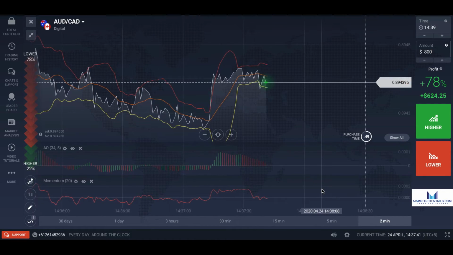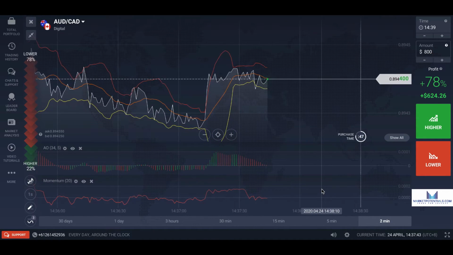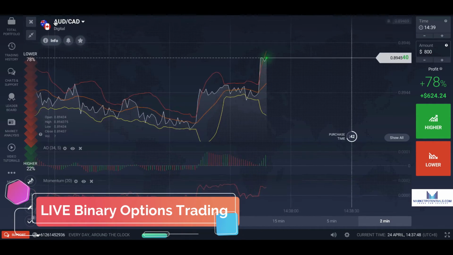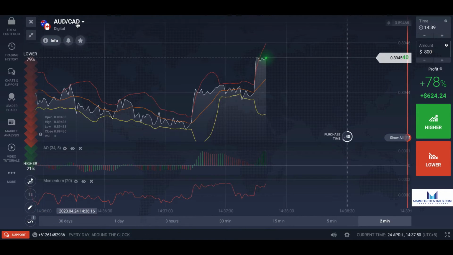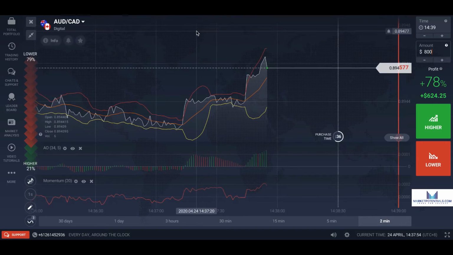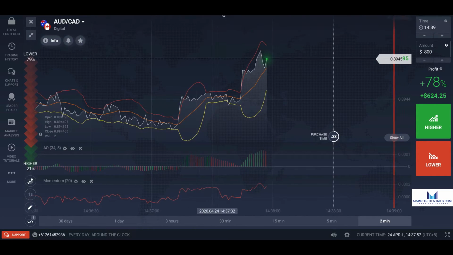Again, for those of you who are new, binary option trading relies on trading on an underlying asset. The underlying asset in today's case is the Forex pair, the Australian dollar and the Canadian dollar. This is just a very typical Forex pair. The only difference is I'm trading it with binary option trading.